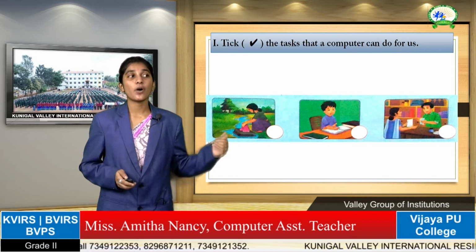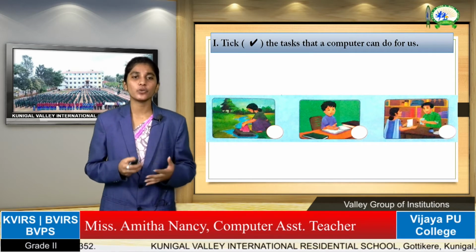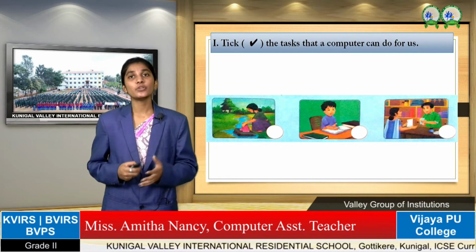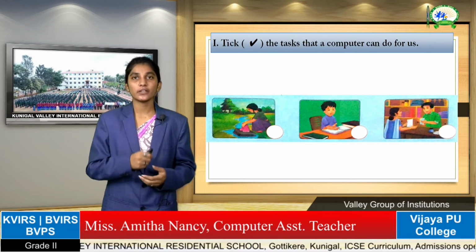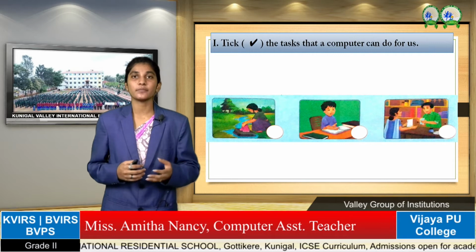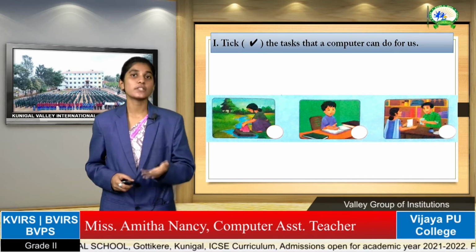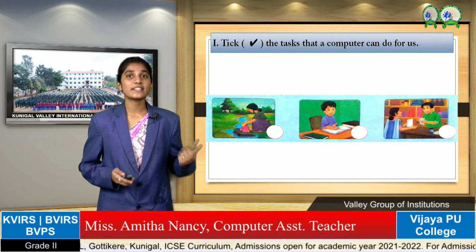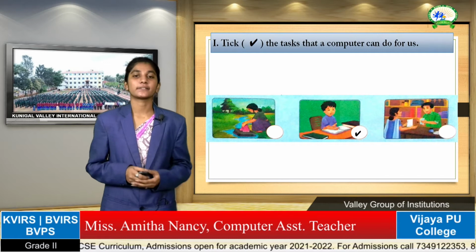The next one is a boy writing something in the book. Using paper, book and pen he is writing. By using the keyboard we can type on the computer. Even though we cannot write on the computer, we can type something on it. So the computer can write for us by using the keyboard. So that is a right answer, and I will mark it with a right mark.